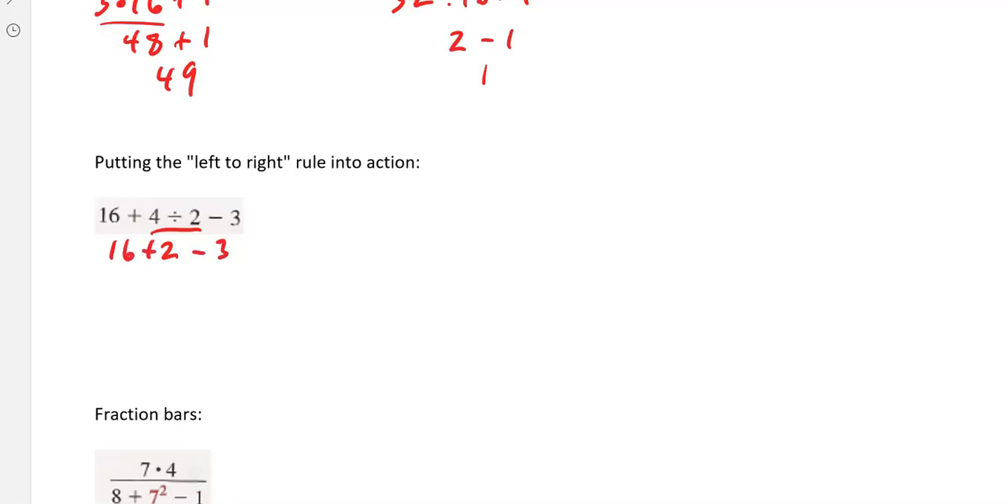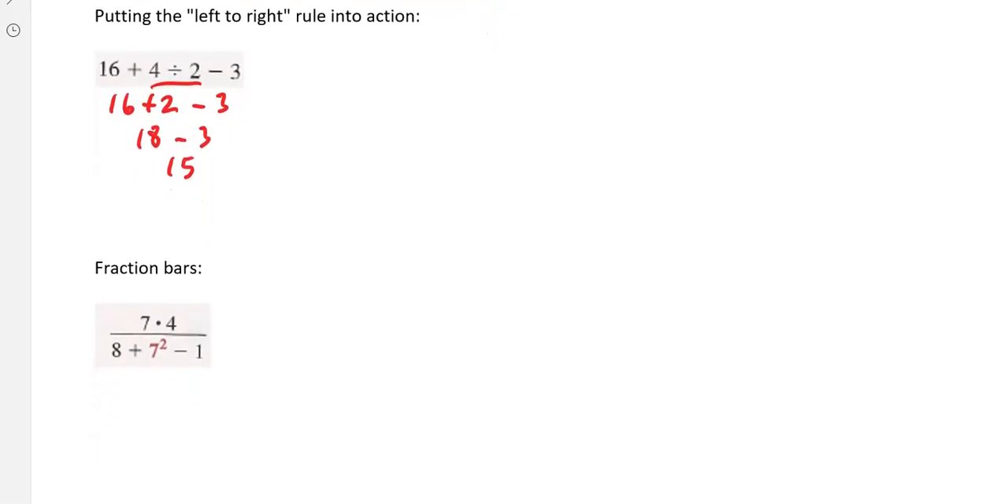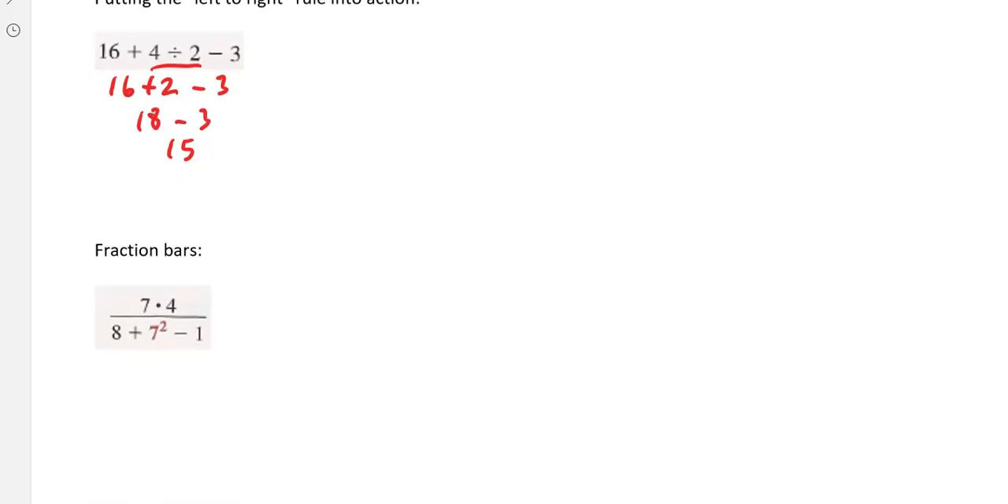Do these very step by step. It's very important. You just follow step by step. Now the order of operation, we go left to right. Okay, so 16 plus 2 is 18 minus 3, and 18 minus 3 is 15. Okay, no worries. Now remember what I talked about with fraction bars.